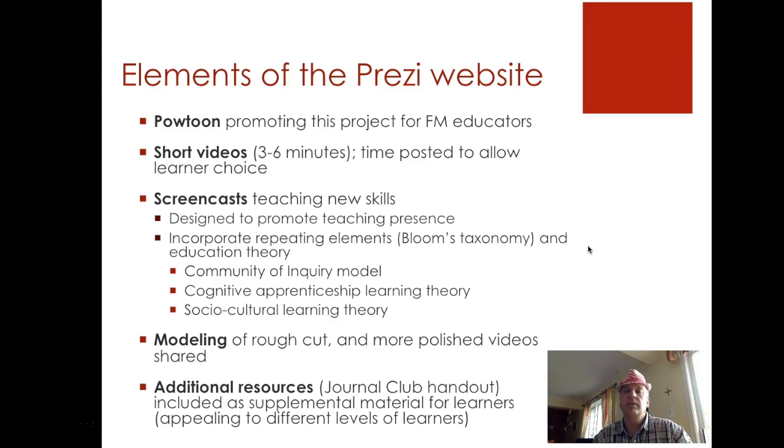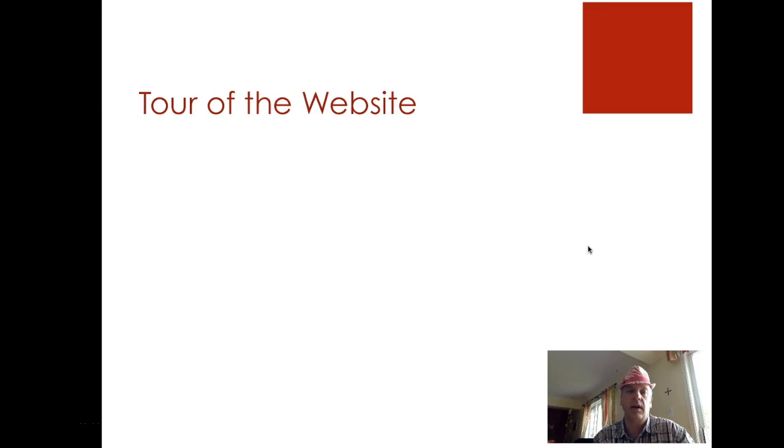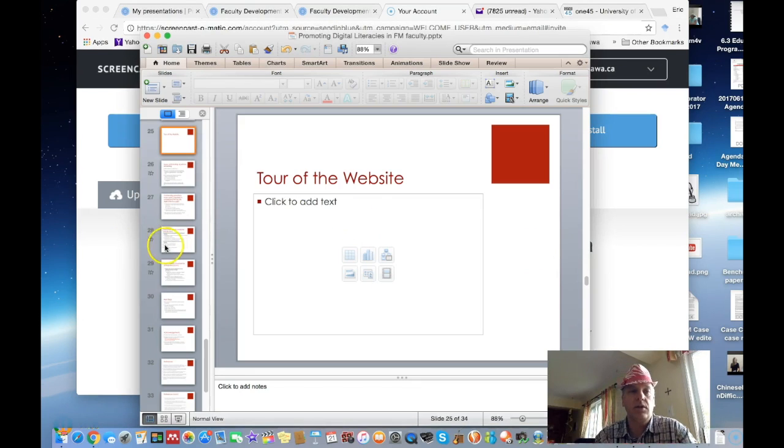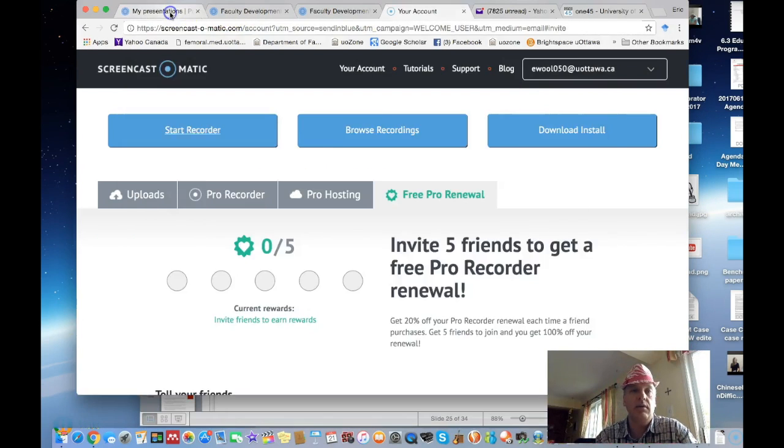And there's also additional resources. I put a handout there because I didn't want the presentations to be too long, but I put together a handout on journal clubs, what works and what doesn't work, and how to assess if things aren't working and how to solve the problem. So it could appeal to learners in different ways, shapes, and times. A tour of the website I won't do here. Actually, I will do just one quick one to show you what it looks like.